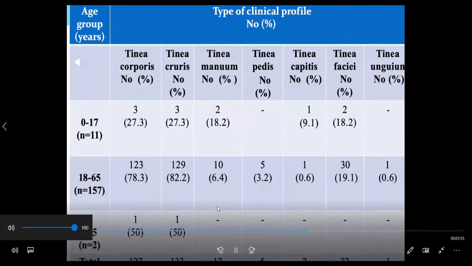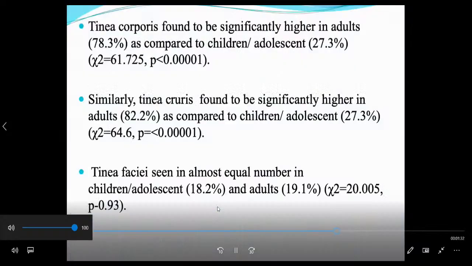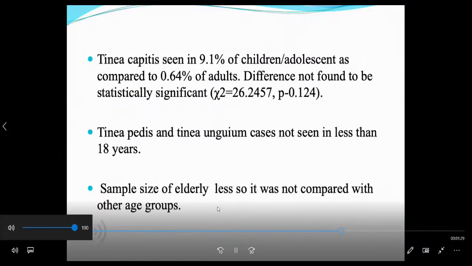Now, table 4 shows the association between type of dermatophytosis and the age group. As evident from it, tinea corporis and cruris were found in significantly large numbers in the 18 to 65 years age group as compared to 0 to 17 years, and the difference came out to be statistically significant. Tinea faciei was found in equal numbers in both these age groups. Tinea capitis was found to affect the 0 to 17 years age group more than 18 to 65 years, but this difference came out to be statistically non-significant. Tinea pedis and tinea inguinum cases were not seen in patients less than 18 years, and the sample size of the elderly was small, so it was not compared with other age groups.